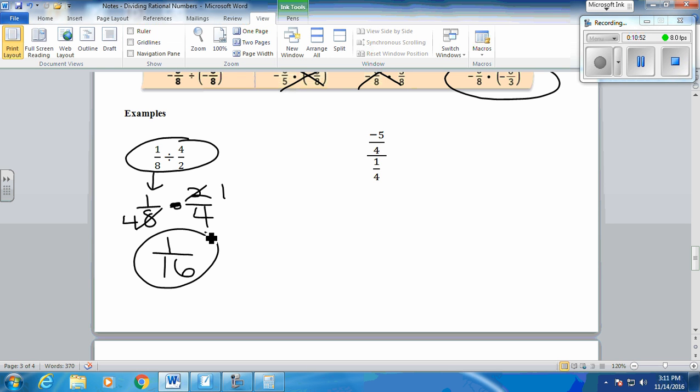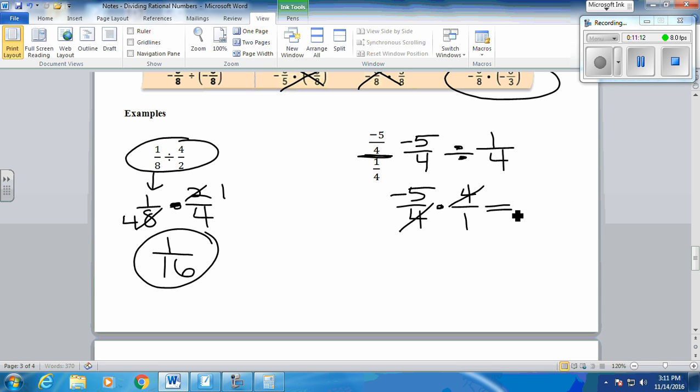This next one, they're showing us it's a complex fraction. It's a fraction within a fraction. So I'm going to rewrite this. Instead of using my division bar here, I'm going to use the division sign, which will then become -5/4 times 4/1. Cross cancel both the 4's. I have -5 divided by 1, which is just the same thing as -5.